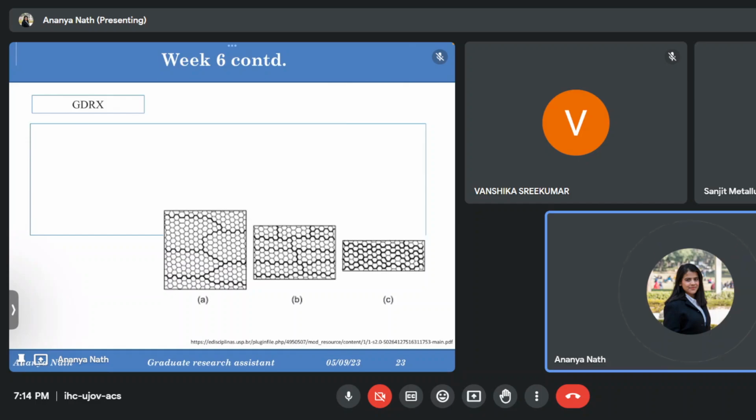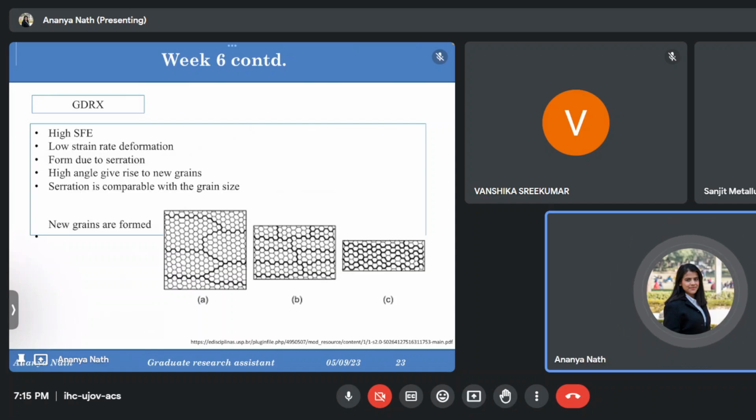Okay. Next is the GDRX. For GDRX, high SFE is needed. Low strain rate deformation formed due to serration. High angle boundaries give rise to new grains, and serration is comparable with the grain size. New grains are formed, thinner grains and grain refinement.